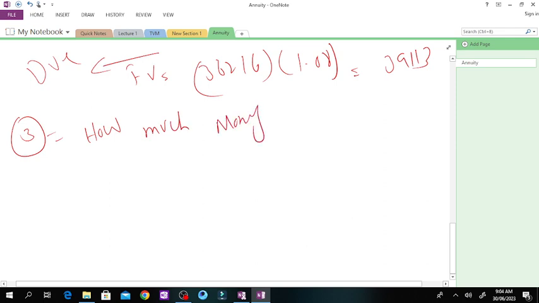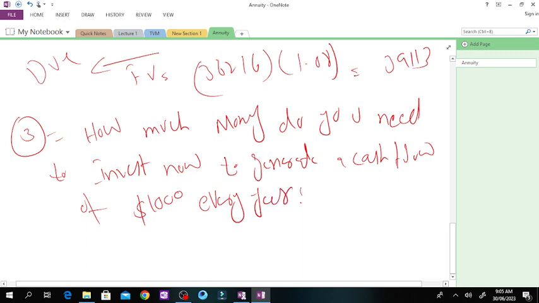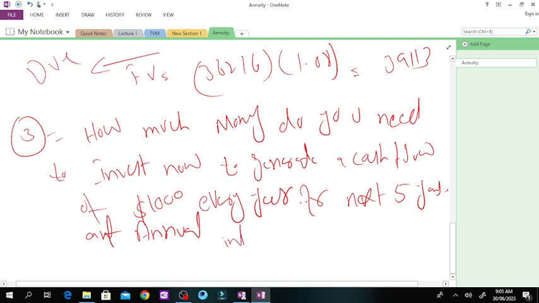money do you need to invest now to generate, let's say, a cash flow of $1,000 every year for the next 5 years, okay, at an annual interest rate of 6%.